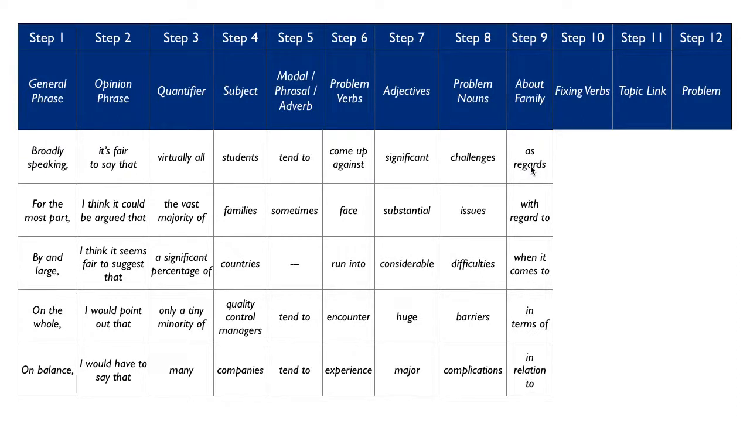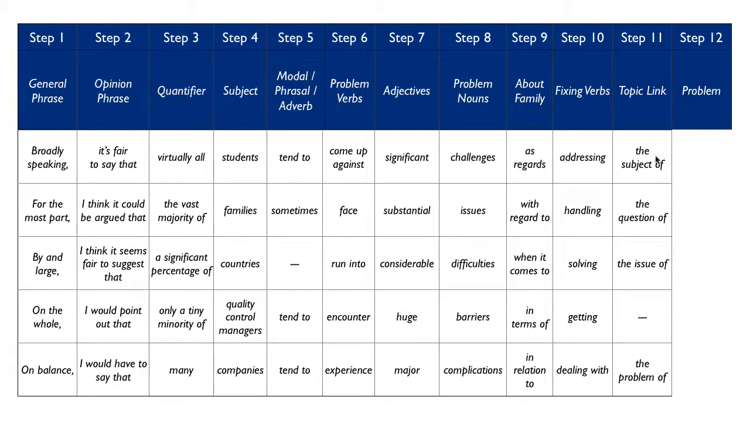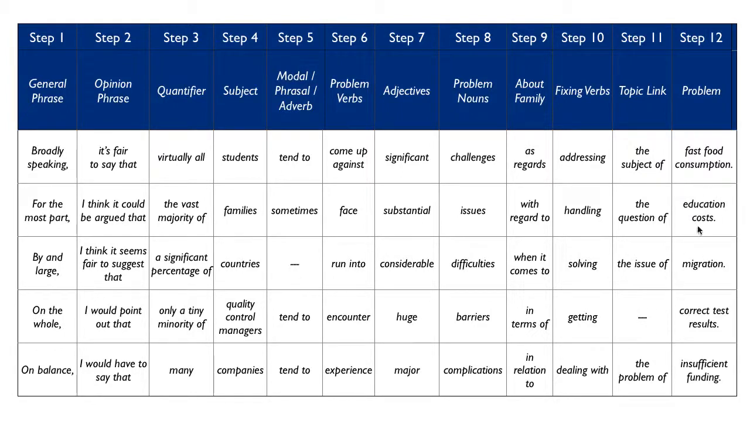Then from the about family we have as regards, with regard to, when it comes to, in terms of, and in relation to. So again, from the about family we have some of these phrases that students often tend to underuse. Then some fixing verbs. So from the fixing verb family we have addressing, handling, solving, getting, and dealing with. You'll notice that after the about family, if you use a verb, it must be the ing version. Okay? And then the topic link would be the subject of, the question of, the issue of, and the problem of. And sometimes we leave certain phrases empty. Here I just wanted to show you that this column doesn't always have to be used, so here it's empty. And then the problem you're speaking about: fast food consumption, education costs, migration, correct test results, and insufficient funding.